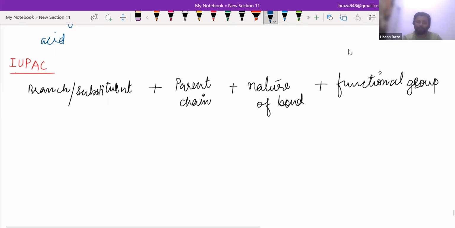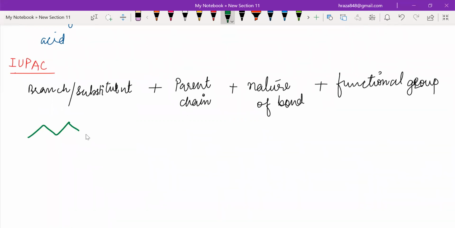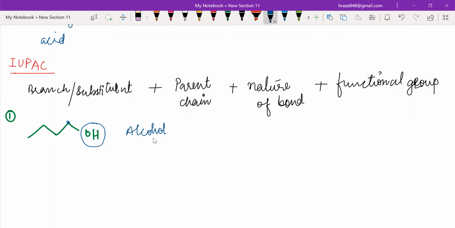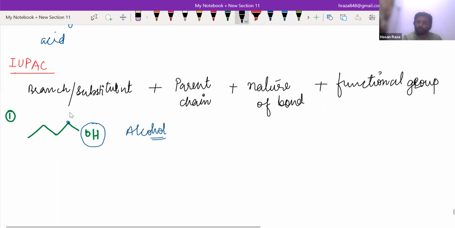Let's take an example. If you have this situation, first of all, you need to recognize which functional group is present in this compound. So you can see this is your carbon, this is also your carbon, and OH is directly connected to this carbon. That represents it is an alcohol. Yes or no? Yes. So first of all, you need to recognize which functional group is present. And now when you are going to number, you are going to give numbering.